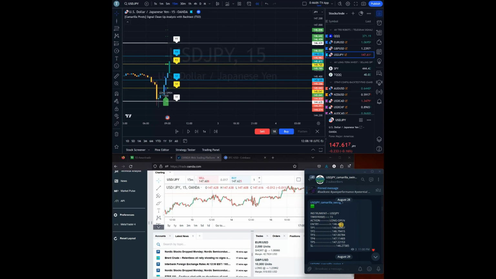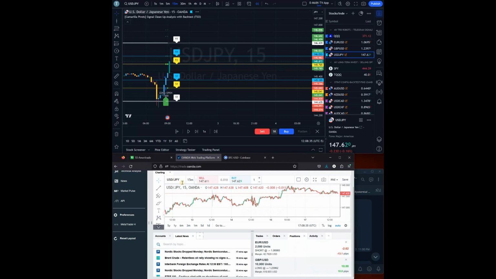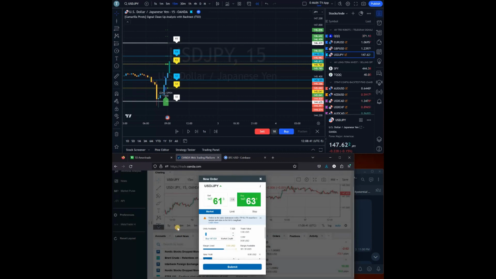It's going to look very similar in Telegram, just like for QQQ or anything else. All you need is an instrument, a time frame, and a signal, long open, and you've got all the numbers. So let's go ahead. This is USD JPY, and this is long, so I'm going to buy. 500 units is our position size.